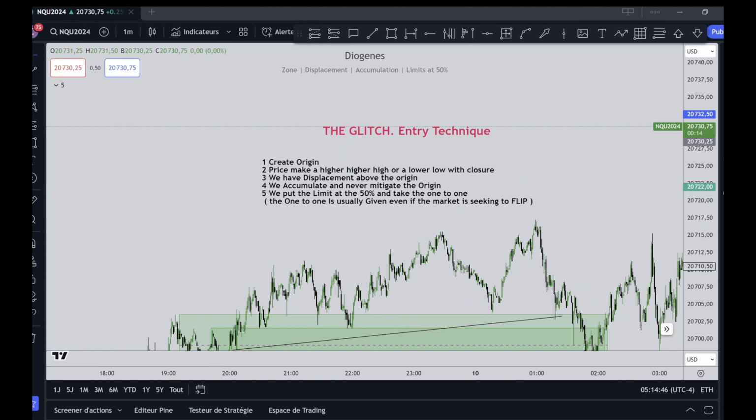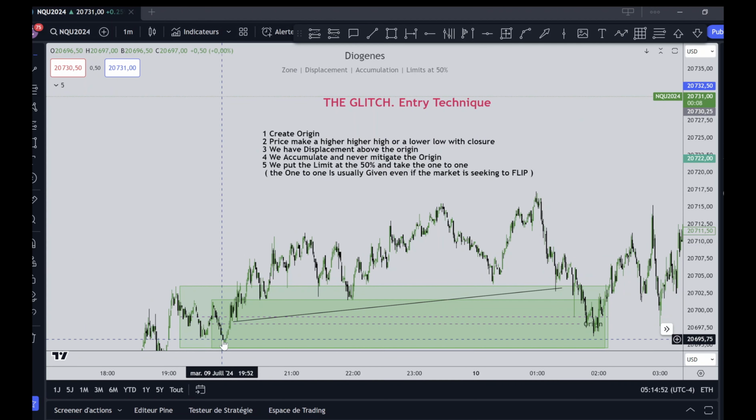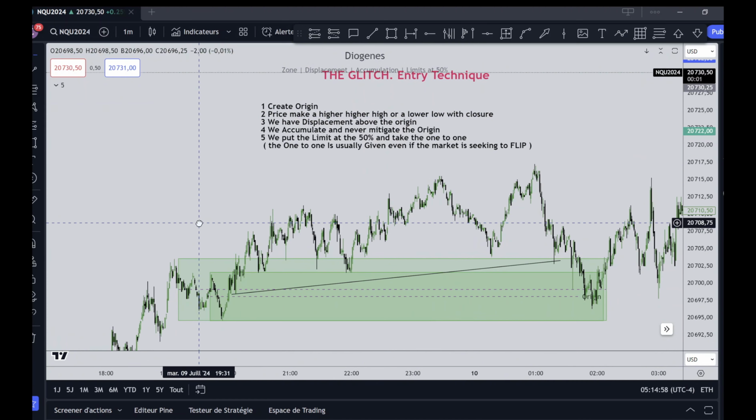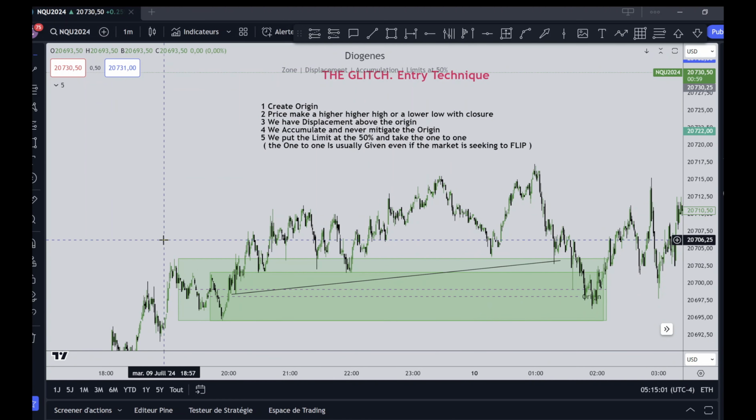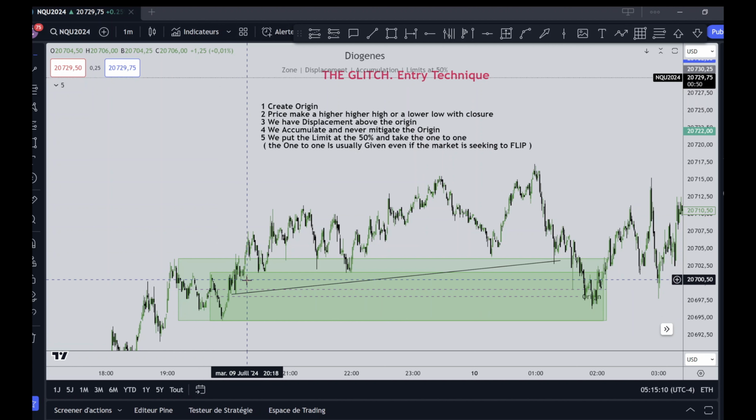So how do we enter using the glitch? Number 1. We create the origin. Number 2. Price makes a higher high or a lower low with closure. For example, in this zone, price creates a higher high with closure, so we closed above the whole zone, not just the origin.